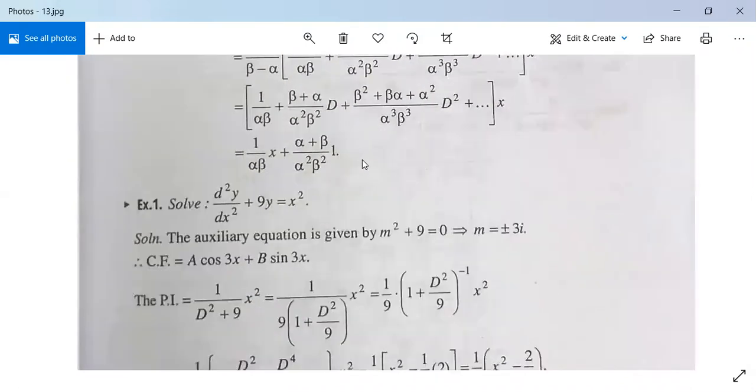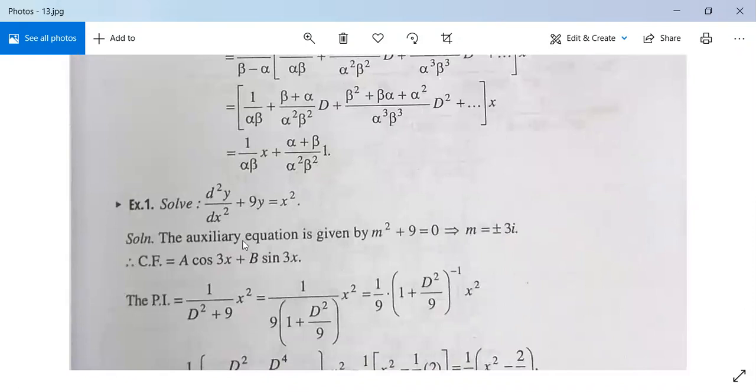See one example. Solve d2y by dx2 plus 9y is equal to x square. See here the auxiliary equation will be m square plus 9 equal to 0. It means m will be plus minus 3i. So the complementary function will be a into cos 3x plus b into sin 3x, because here alpha is 0, so no term containing e to the power alpha x. So the complementary function is just this one.